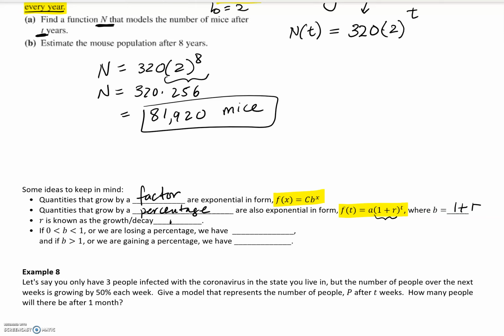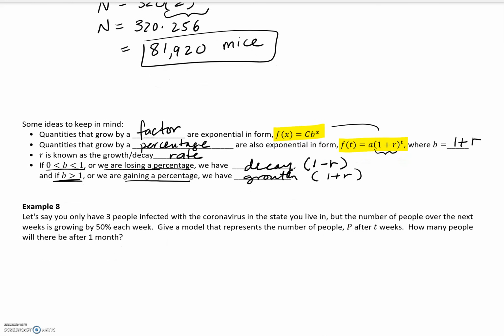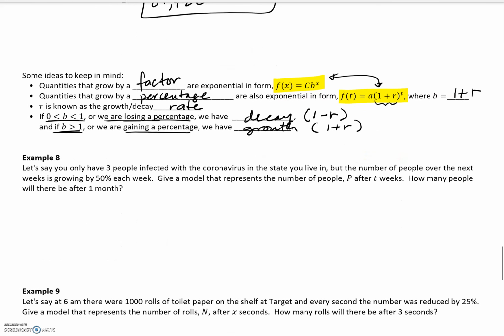So r is known as the growth or decay rate, and if b is less than 1, remember, we're losing a percentage, and we have a decay, and we would be doing 1 minus r because you're losing a percentage. And if b is bigger than 1 in our c b to the x, we're gaining a percentage, and we'll have growth for that problem, and we would be adding that percentage to get our b. So basically, a percentage gets added to your initial amount by either going up or going down. So we're basically going to tie in these two guys with the examples we look at.